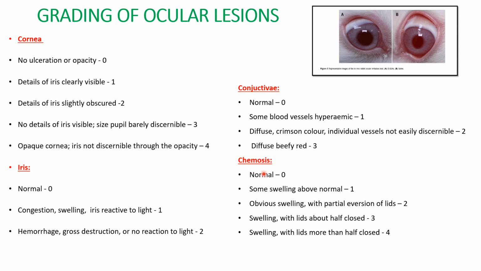Then chemosis. If there is no chemosis, normal, then we give 0. Some swelling above the normal, then we will give 1. Obvious swelling with partial eversion of the lids, then we will give 2. Then swelling with the lid about half closed. So when there is swelling and the eyelid of the animal is half closed, then we will give 3. And when there is swelling with the lids more than half closed, then we will give 4.